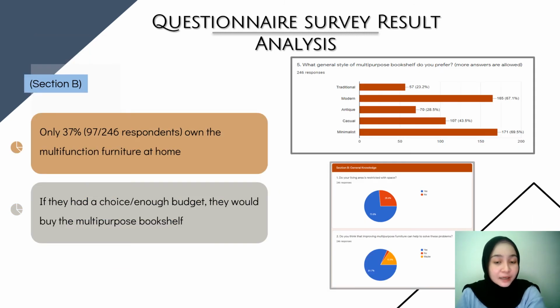Section B is asking about the general knowledge on the product. Through Section B, I could know that only 97 over 246 respondents own the multifunction furniture at home, and if they had a choice or enough budget, they would buy the multipurpose bookshelf.